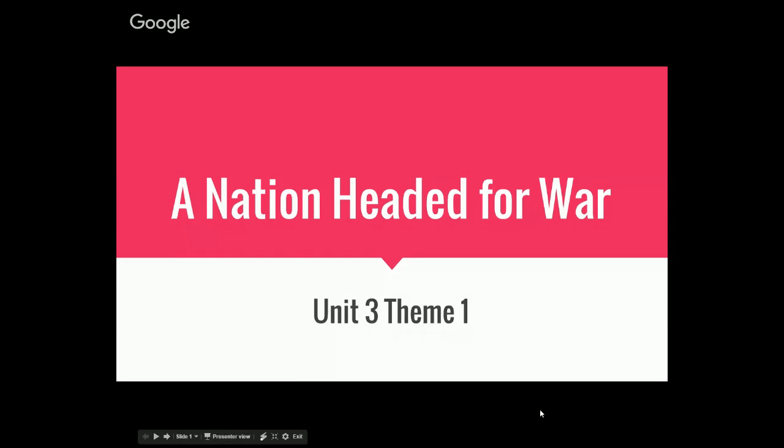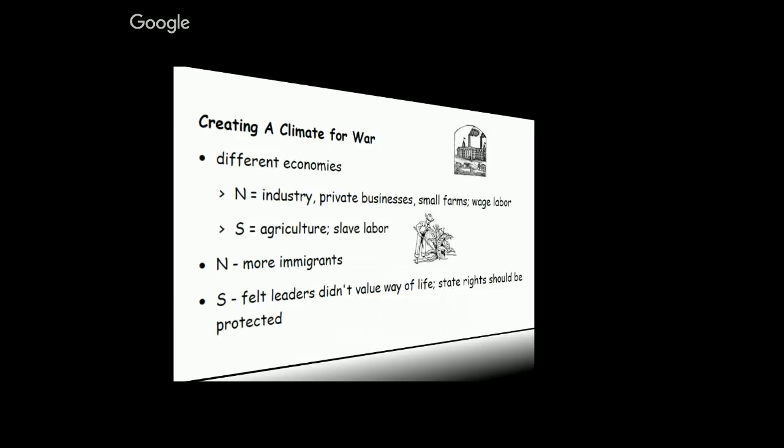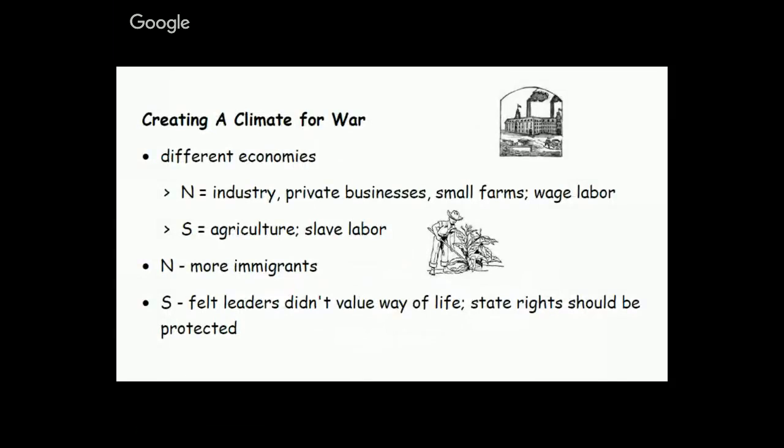Okay, so welcome to Unit 3, Theme 1, A Nation Headed for War. Throughout the antebellum period, many issues caused divisions among the people of the United States. Economies, meaning the way people made a living, were different in the North and in the South, and that helped these divisions. Both sides didn't understand each other's ways of life.